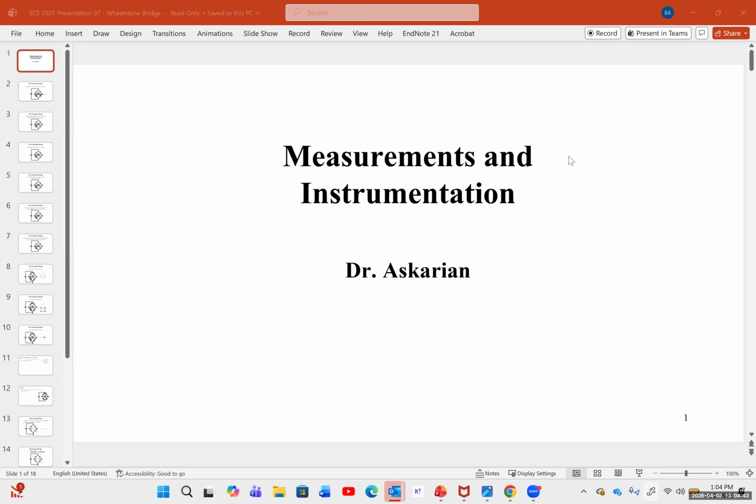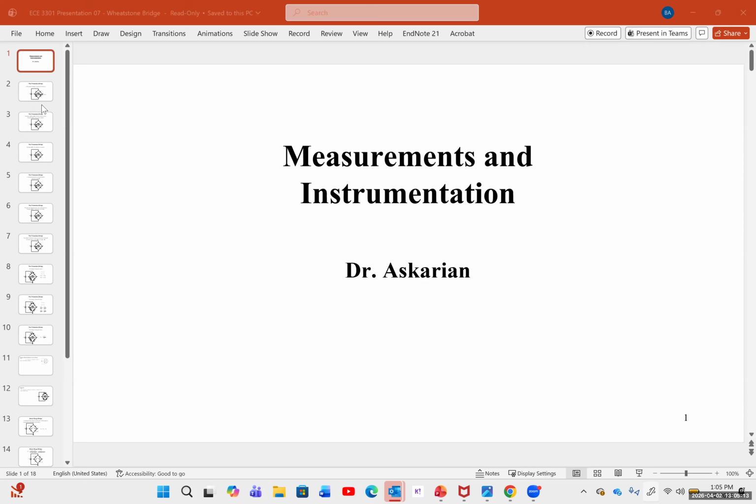Today, we're going to start with bridges, which is a very important part of measurement systems, especially on the sensor side. And we're going to start with the most famous one, which you may have heard about: the Wheatstone bridge. We're going to start with balanced and unbalanced, then go to the unbalanced Wheatstone bridge, and we will solve some practice problems.